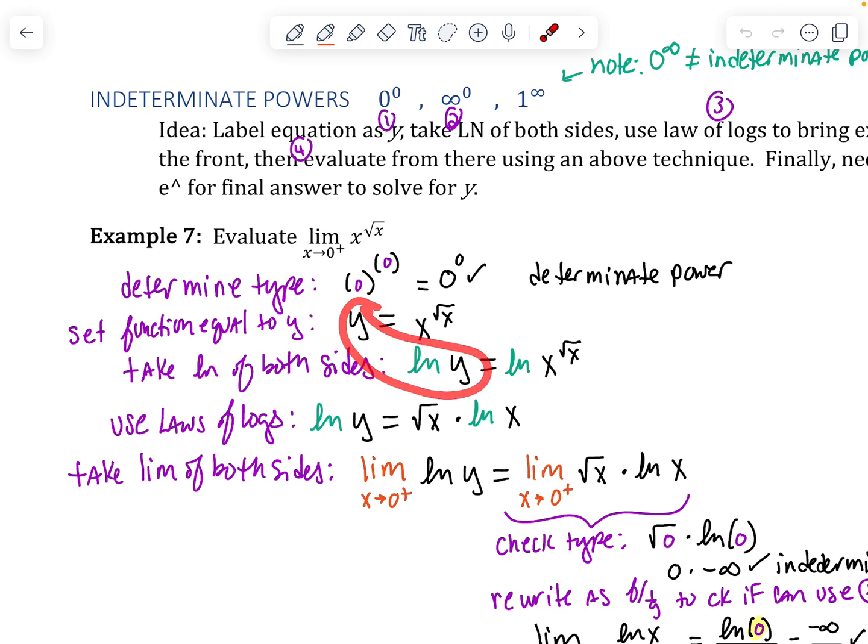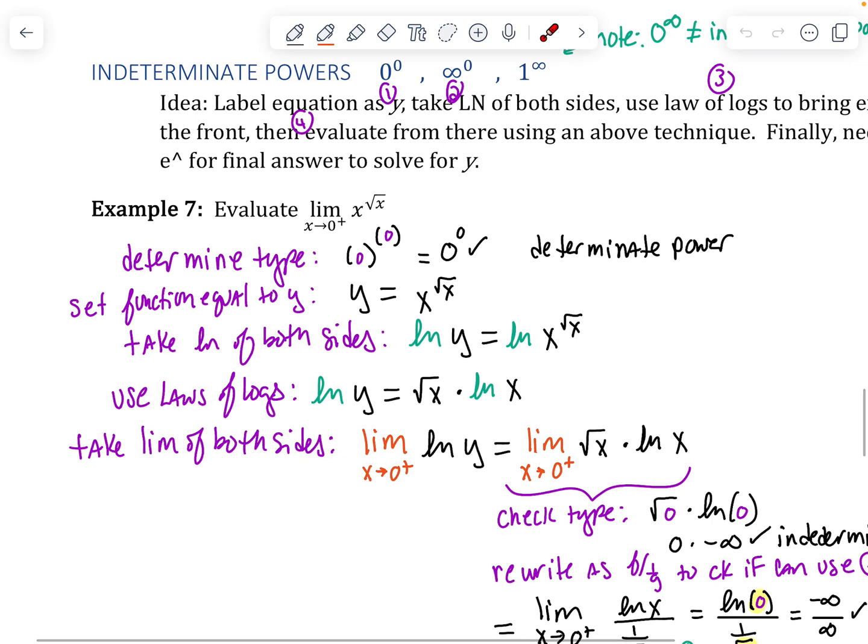So the natural log of y and the natural log of x to the power of square root of x. Now I'm going to use the law of logs so that this exponent can be brought down out front of my natural log. So I'm ready to take the limit of both sides. I'm putting a limit in front of the left side, and a limit in front of the right side, right? I'm being fair and doing the same thing to both sides of the equation. Now, we're going to focus over here on the right side because really that's what we wanted to evaluate.